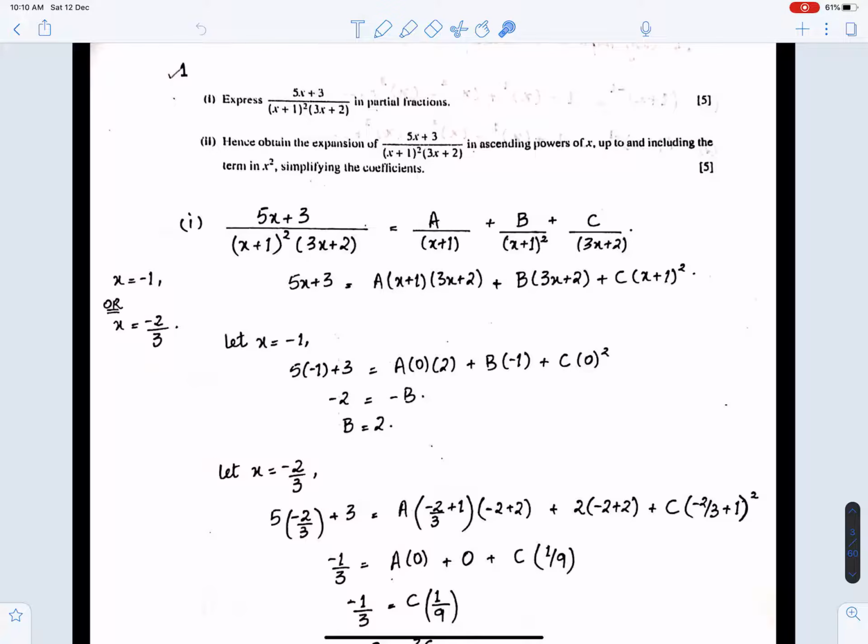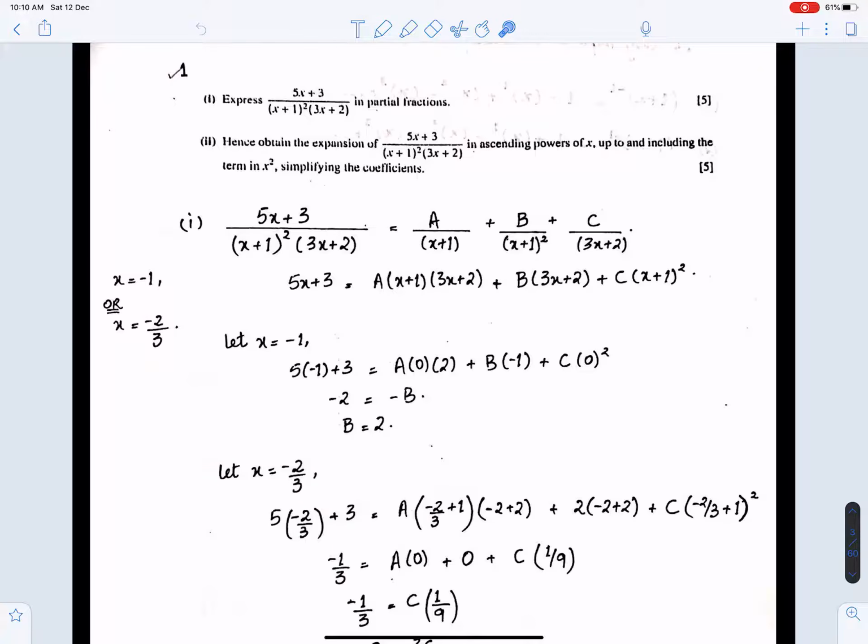Express (5x plus 3) upon (x plus 1) whole square (3x plus 2) in partial fractions. And the second part is, hence obtain an expression in ascending powers of x up to and including the term in x square. Part 1.